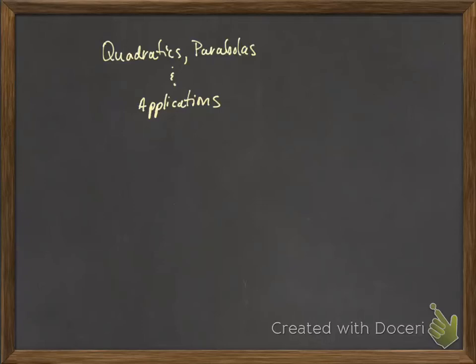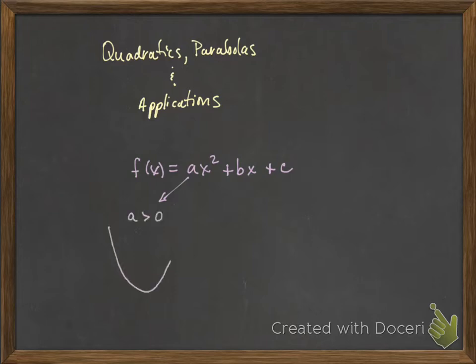All right, let's continue our discussion about quadratics, their graphs, which are parabolas, vertices, and some applications. First, remember that a quadratic function in standard form is written f(x) = ax² + bx + c, where a is the coefficient in front of the square term. If a is greater than 0, our parabola opens upward, and if a is less than 0, it opens downward. But in both cases, they have a special point called the vertex.